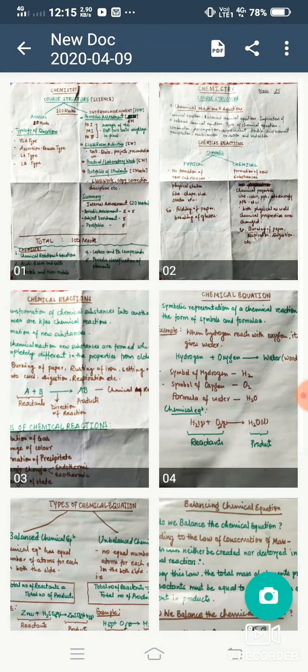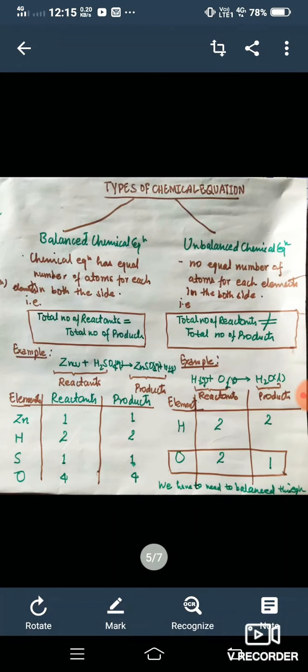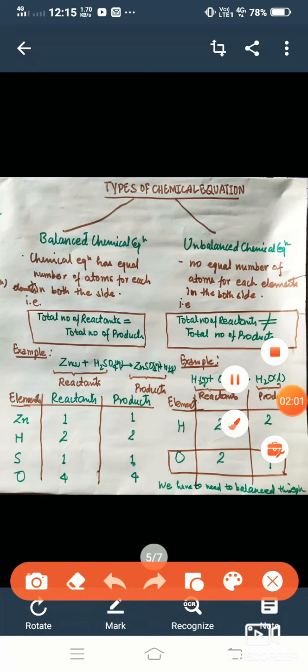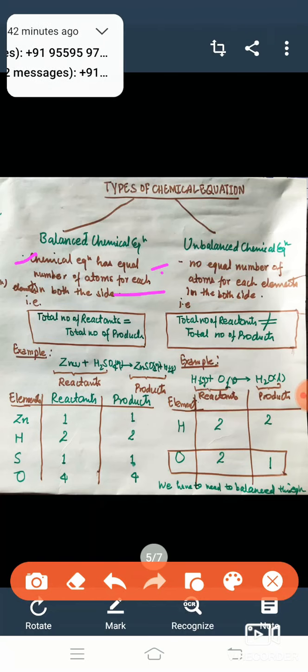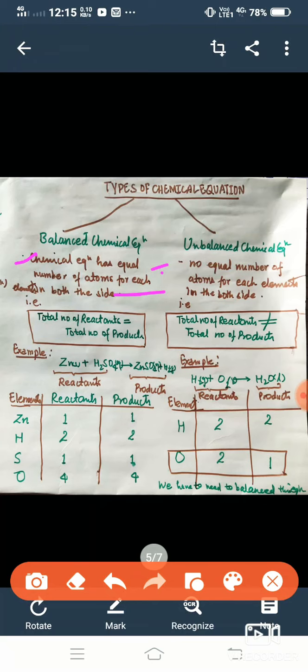Now, types of chemical equation. There are two types of chemical equation: balanced chemical equation and unbalanced chemical equation. So what is a balanced chemical equation? The chemical equation which has an equal number of atoms of each element on both sides is called a balanced chemical equation. That is, we can say that the total number of reactants equals the total number of products.